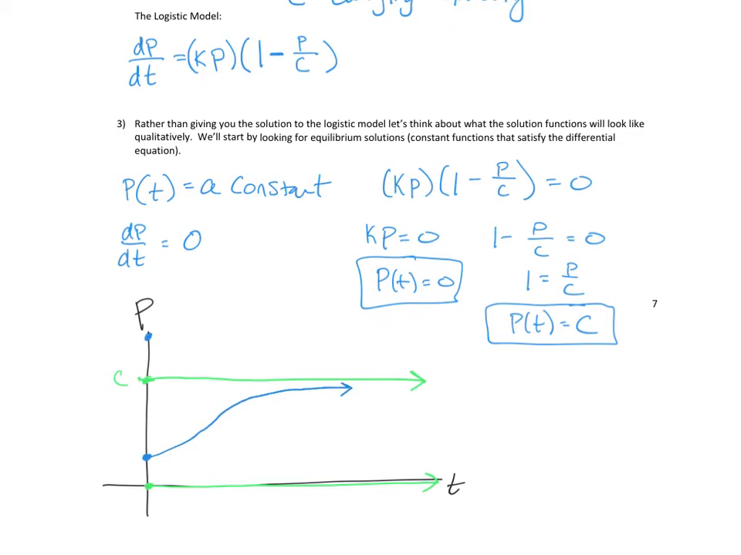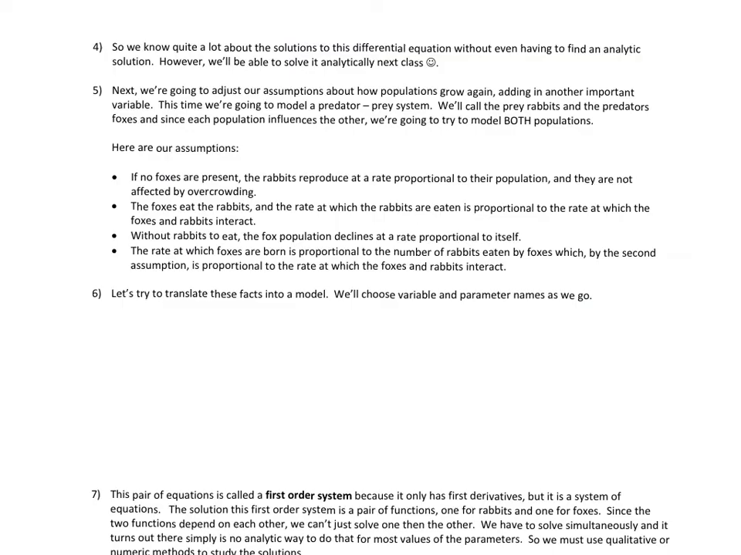And if we start above the carrying capacity, then P over C is bigger than 1. 1 minus something bigger than 1 is negative. So you have a negative times a positive gives you a negative dP dt, which means that P is decreasing. So it would come down towards the carrying capacity like that. So qualitatively, we see that everything sort of approaches the carrying capacity. So we know quite a lot about the solutions to this differential equation without having to find an analytic solution. However, we'll be able to solve it analytically next class.